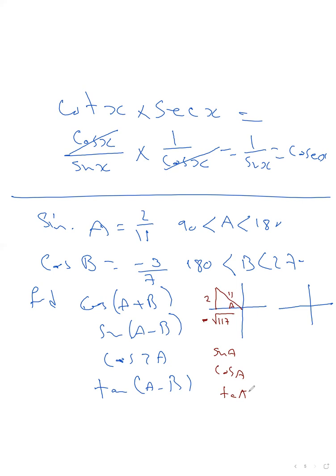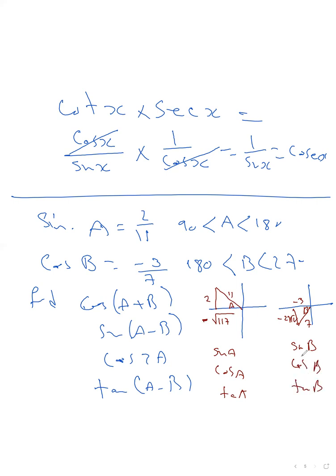Okay, and the angle B is in the third quadrant, and cosine is negative 3 over 7. So this is root of 40 or 2 root 10. And find sine B, cosine B, tan B.